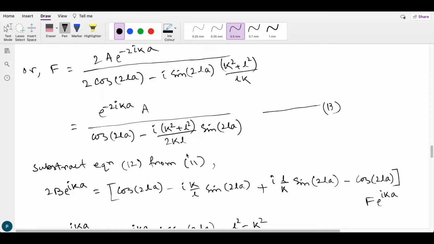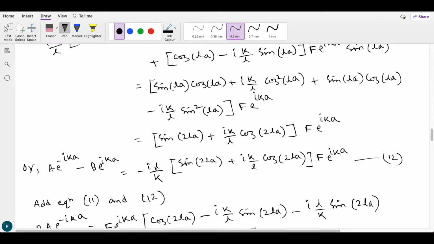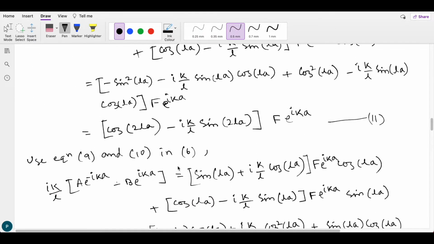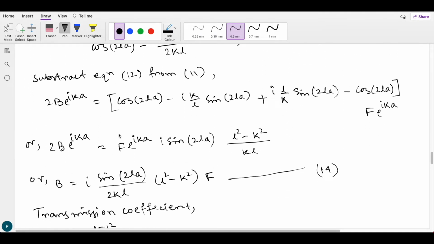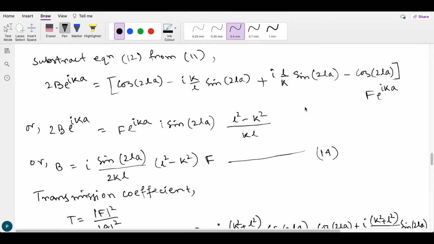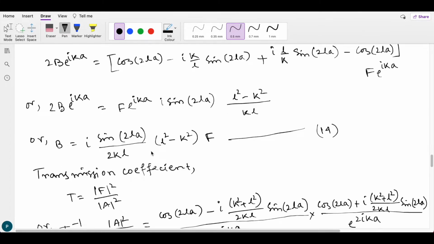Now subtract equation 12 from 11. So this is equation 12. If we subtract this equation from equation 11, we can have 2b to the power ik on the left hand side and this part on the right hand side. And similarly here we are trying to derive an expression for b in terms of f. So from here we can see that cos 2la will cancel out and we get this equation 14 very easily.